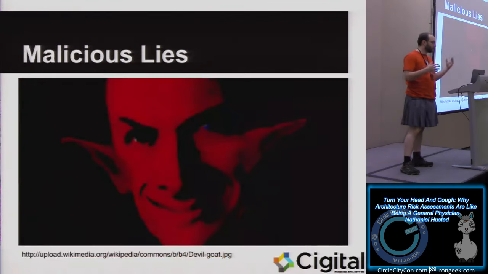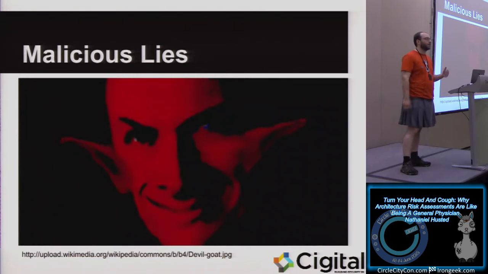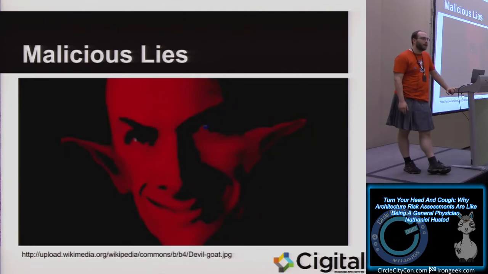So we can start with the notion of the malicious lie. This is where you're going to do your interview for a software team, and they're basically going to tell you what you want to hear, because they figure that your outcome is based on them giving you the exact right answer. They're not going to be able to go forward unless you give them an A plus, or whatever the great grade is.